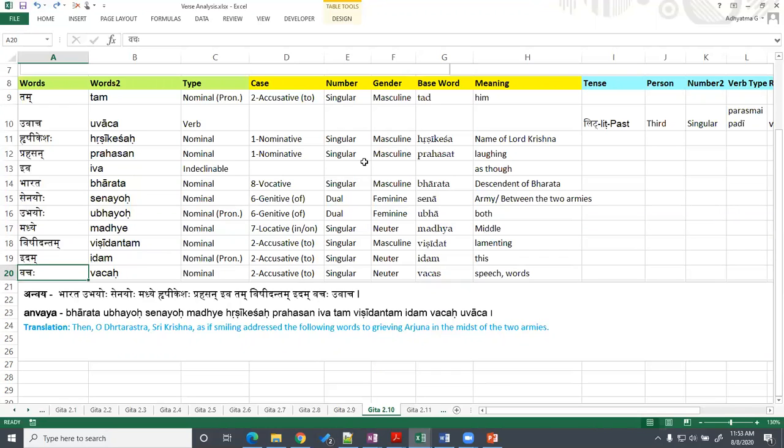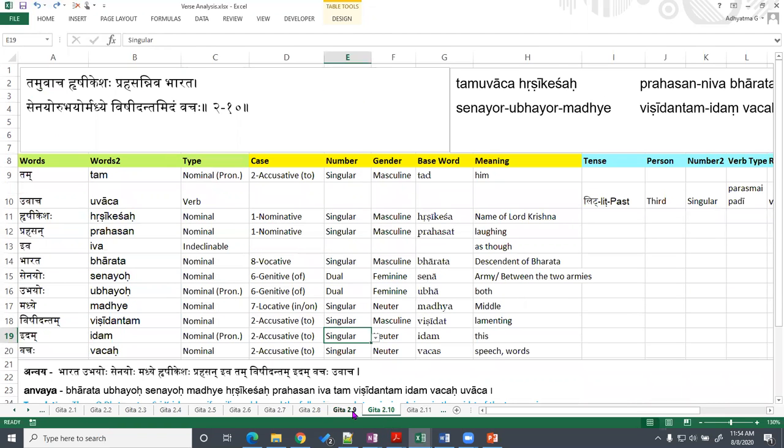If you have any questions, please feel free to write in the chat window, and we can discuss those questions. I am not seeing any more questions, and there is not enough time to go to verse 2:11. So we'll go to verse 2:11 next time.